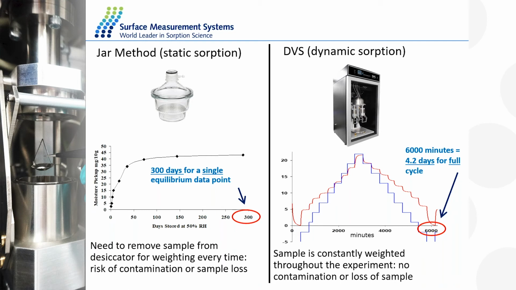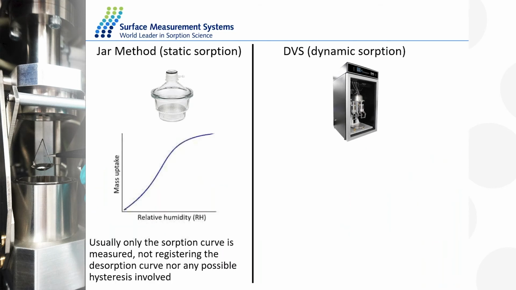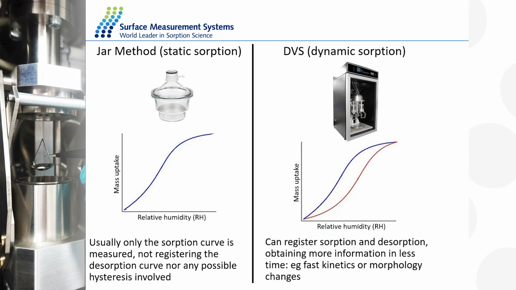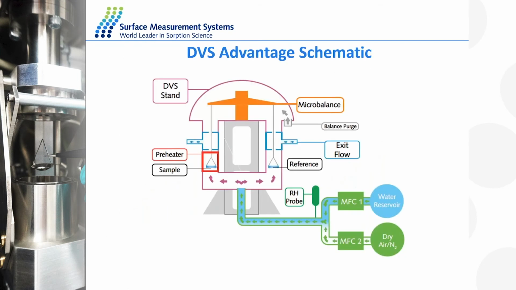We can only increase the humidity, going from a dry sample to a wet sample. In a DVS, we can do absorption and desorption. In that way, we can measure the full isotherm. So when we plot the partial pressure, relative pressure, versus mass uptake, in a jar method we only have the curve up, the absorption, while in a DVS we have the absorption as well as the desorption. So we can also measure the hysteresis information.